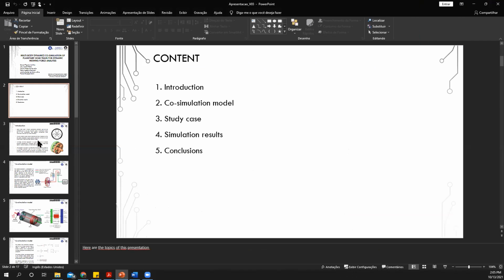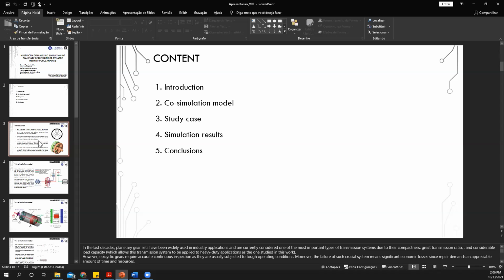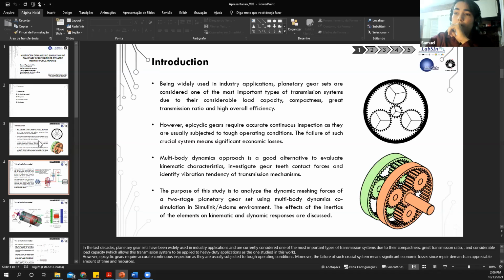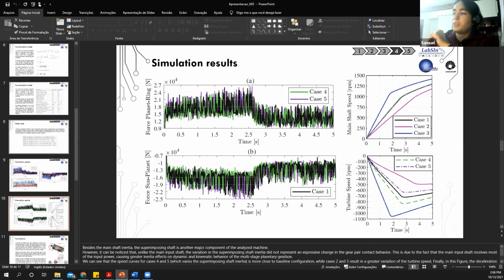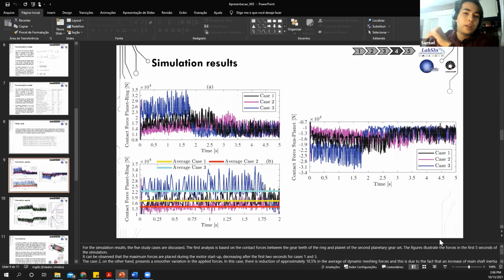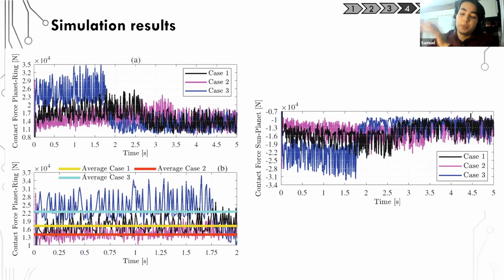I didn't follow completely. Why do you have oscillations in forces? What is the origin of these oscillations? It's basically because of the model startup, because we put an input speed on, for this case, around 1,800 RPM, which is a constant speed for this case.